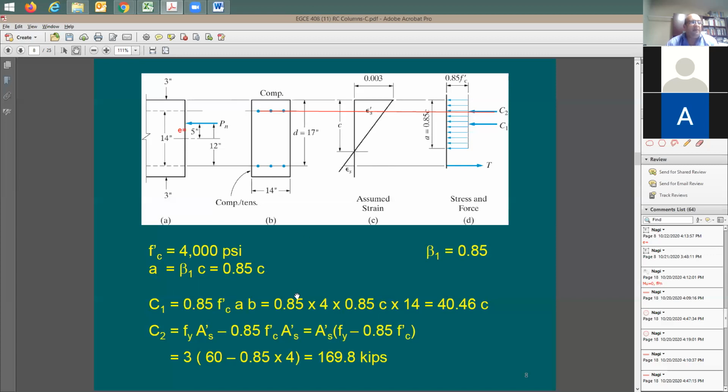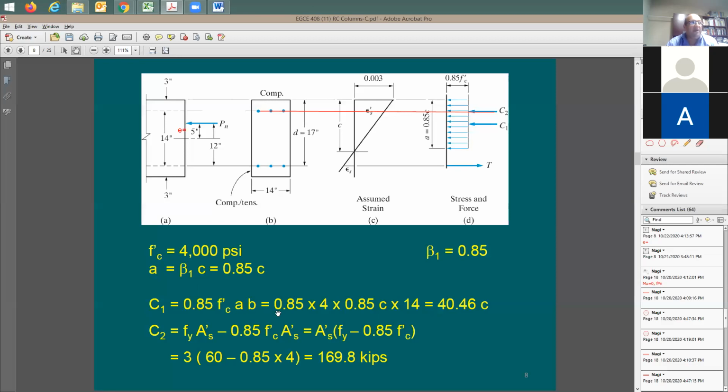Now, I can find out an equation for C1, and this equation is going to be simple. It's going to be the compression of the concrete. Compression of the concrete is going to be equal to 0.85 f'c multiplied by the depth a multiplied by the width, and the width is 14 inches. Okay, I guess we should be able to write it down.